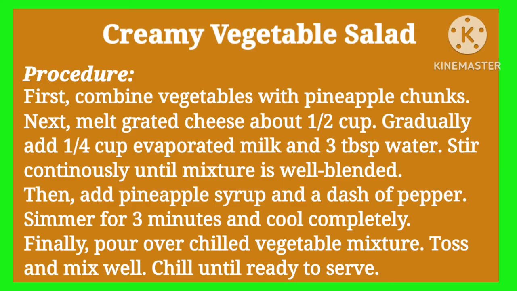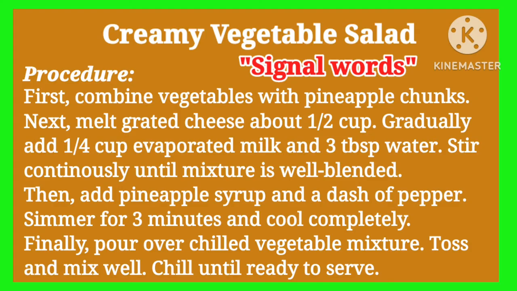Kids, in order for you to have a creamy vegetable salad, you need to follow these steps. Here, we have the signal words used. We have first, next, then, and finally. Meaning, combining vegetables with pineapple chunks is the first step, while pouring over chilled vegetable mixture is the final or the last step.